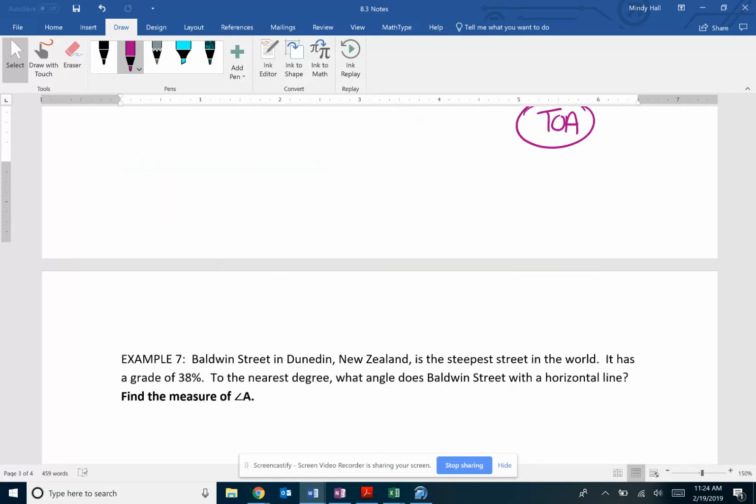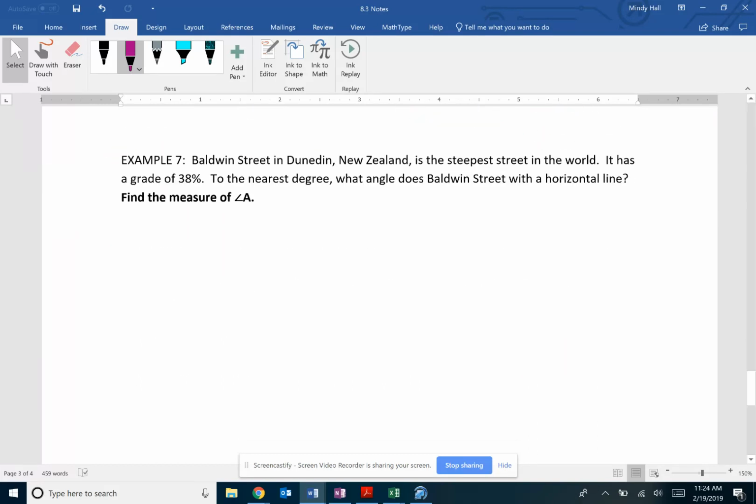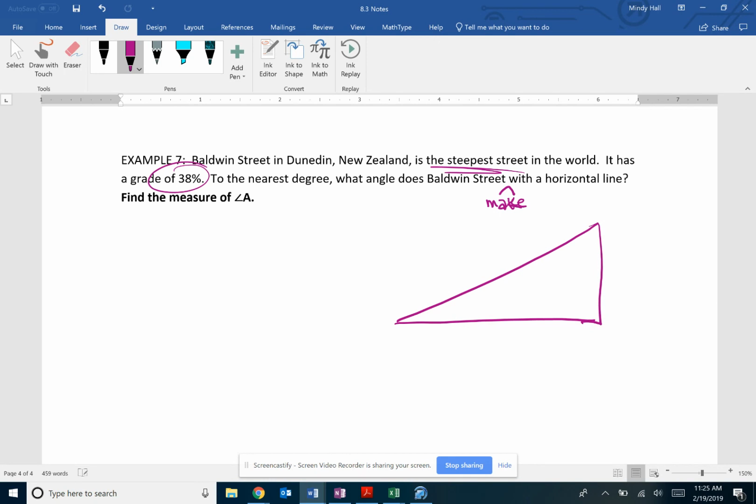All right, and then our last one. Baldwin Street in Dunedin, New Zealand is the steepest street in the world. It has a grade of 38%. To the nearest degree, what angle does Baldwin Street make with a horizontal line? So this is probably another time for you to draw yourself a cute little picture. This is the street up here. Okay, so this street probably was way steeper than this.